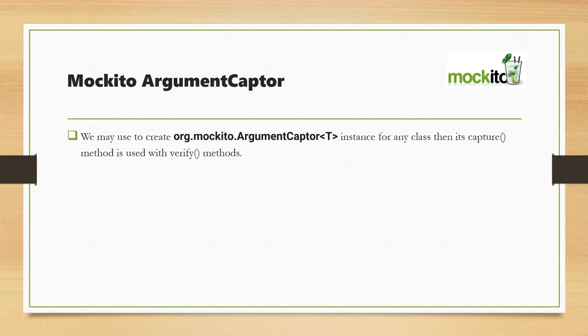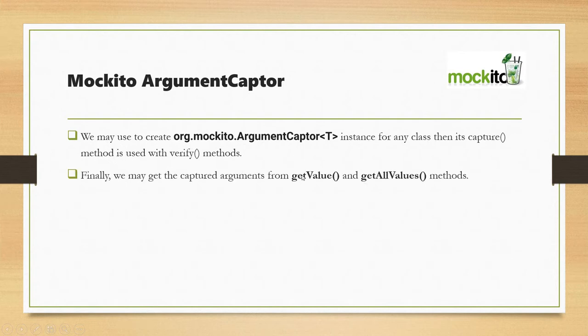Now when we talk about the ArgumentCaptor methods and API, we may use forClass to create an ArgumentCaptor instance for any class, then its capture method is used with the verify method. So once we add many objects in the mocked instance, then we can call the capture method of ArgumentCaptor in the verify method. And further, we can get those captured objects from the ArgumentCaptor in the various assertion methods.